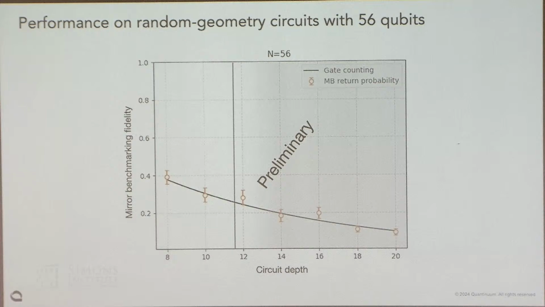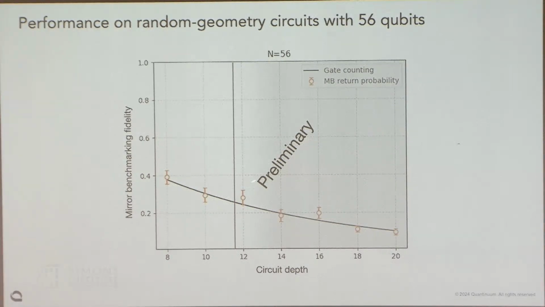Let's see. So I have here some very preliminary data showing what actually happens when we run these kind of mirror benchmarking experiments on this machine with 56 qubits. And a couple of things worth pointing out. One is, you have roughly an exponential decay that's consistent with this curve here, which is from a gate counting argument, again, just based on the measured fidelity of the 2 qubit gates and the memory error.